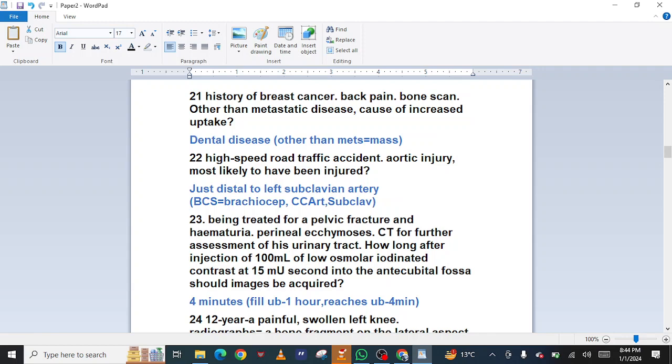23. Being treated for a pelvic fracture and hematuria. Perineal ecchymosis. CT for further assessment of his urinary tract. How long after injection of 100 ml of low osmolar iodinated contrast at 3 ml/s into the antecubital fossa should images be acquired? 4 minutes.